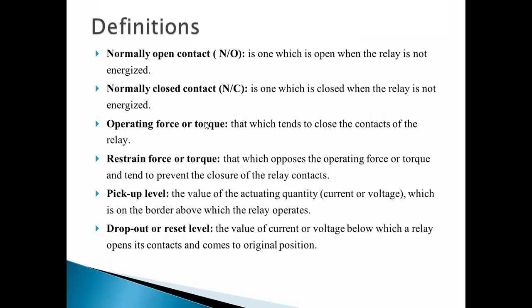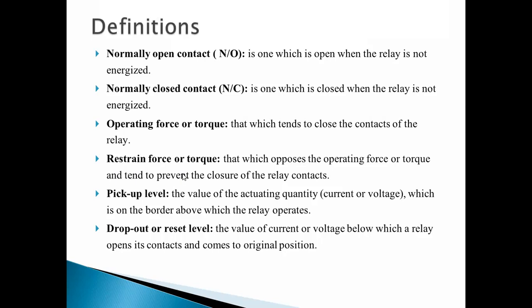Actually there are two contacts, that is normally closed and normally open. So when any fault occurs in the system, that normally open contact gets closed. So what causes that contact to close? That is the operating force or torque. So that is called the operating force or torque. So remember these definitions. Then the fourth term is the restraint force or torque.